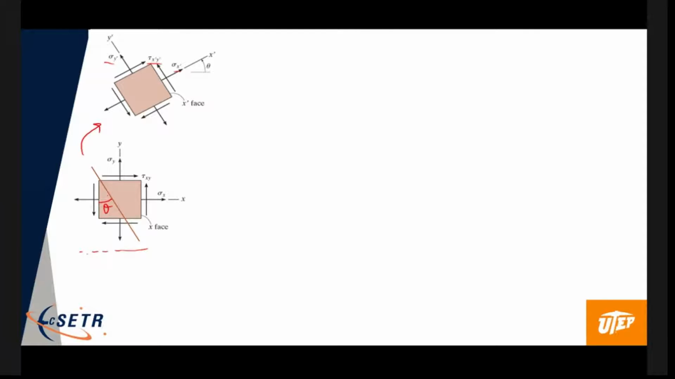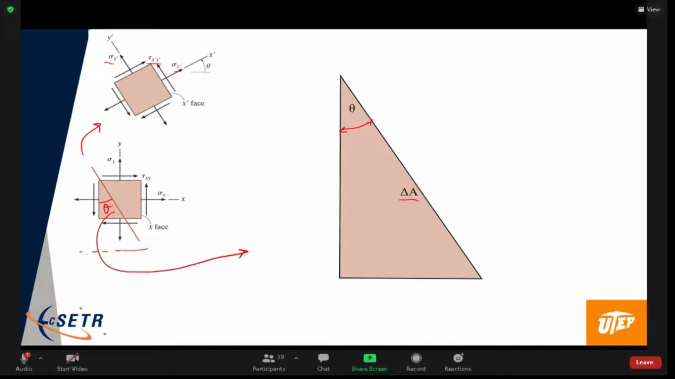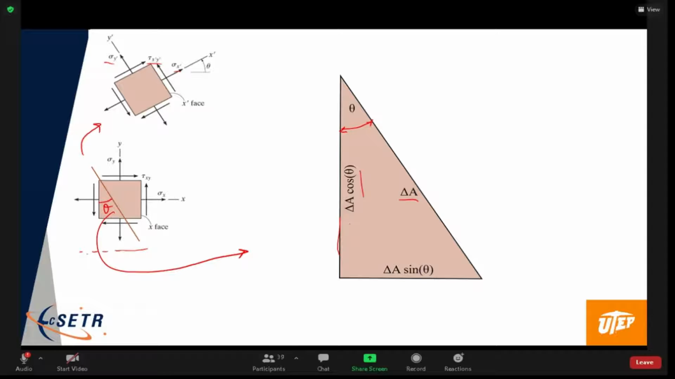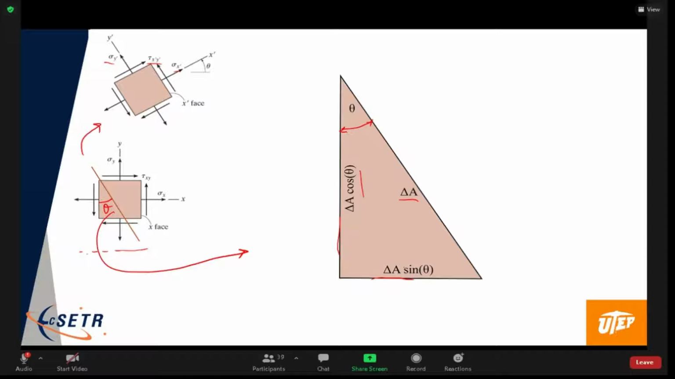All right, so we take a cut like that, where this angle here is theta. There is this free body diagram. Here's theta, and this area here is delta A. If that's delta A, the area on this face here is delta A cosine theta, and on this face, delta A sine theta, because the thickness coming out of the page is the same. It's like unit thickness, if you will, right?